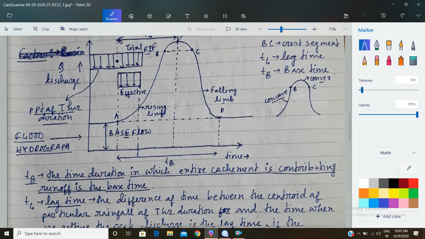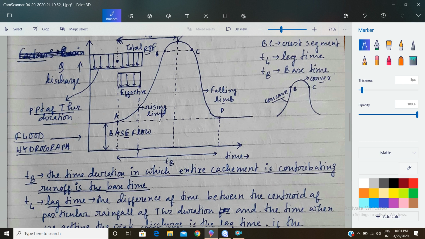Okay, so this is the flood hydrograph. You need to understand another thing. There are three types of hydrograph. One is the flood hydrograph, the second is known as the direct runoff hydrograph, and the third is the unit hydrograph. Okay, what is a flood hydrograph? See, a flood hydrograph is the direct runoff hydrograph along with base flow. What is base flow?